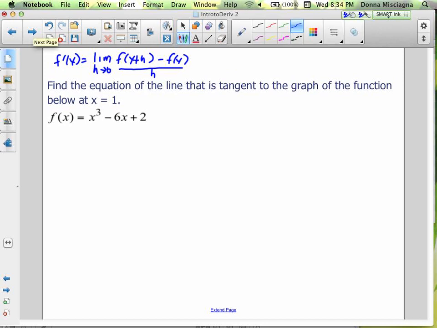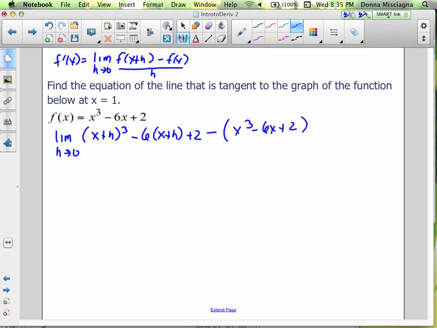Now we're going to plug in x plus h everywhere we see an x. So we have the limit as h approaches 0 of x plus h cubed minus 6 times x plus h plus 2, minus, and use parentheses so you remember to distribute the negative, x cubed minus 6x plus 2, all divided by h.